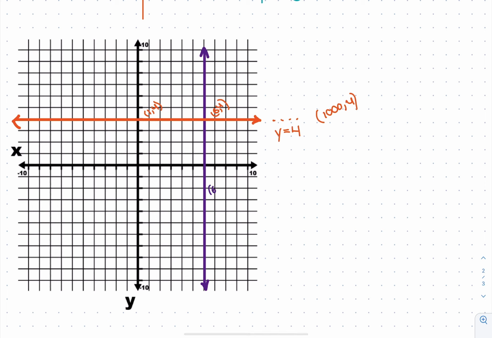So this could be 6, 3. I could have all the way up here, I could have 6, 1,000,000. So in this case, this is going to be x equals 6. And that's actually the complete equation.